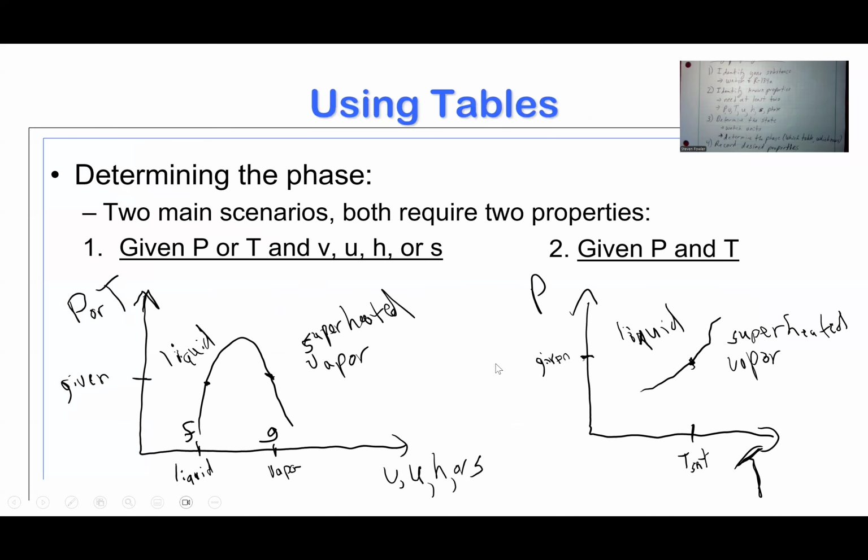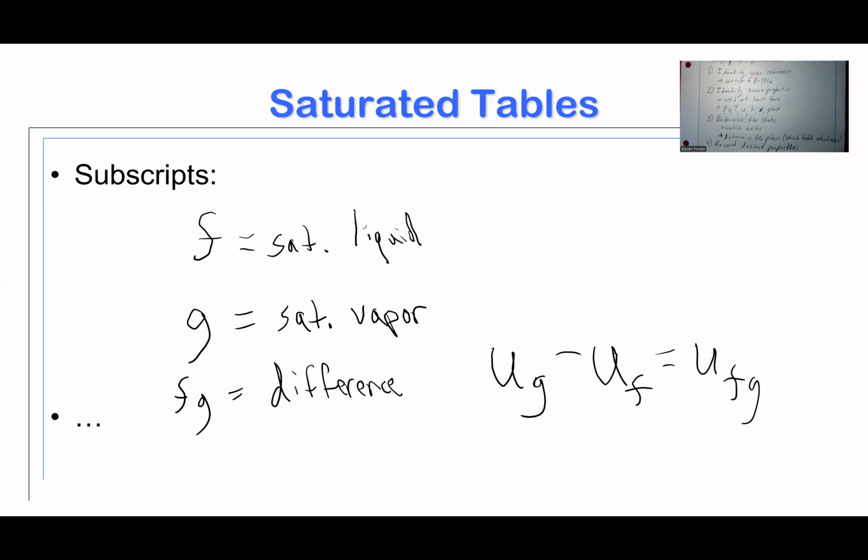That's why I say pressure or temperature on the y-axis, and V, U, H, or S on the x-axis. You draw your curve, you draw your dome, and at whichever you have, pressure or temperature, at that given value, you go look up the liquid and the vapor values, and you compare to see where you are. Are you in the superheated vapor region? Are you larger than the vapor value? Are you smaller than the liquid value? Right, so let's build on that.